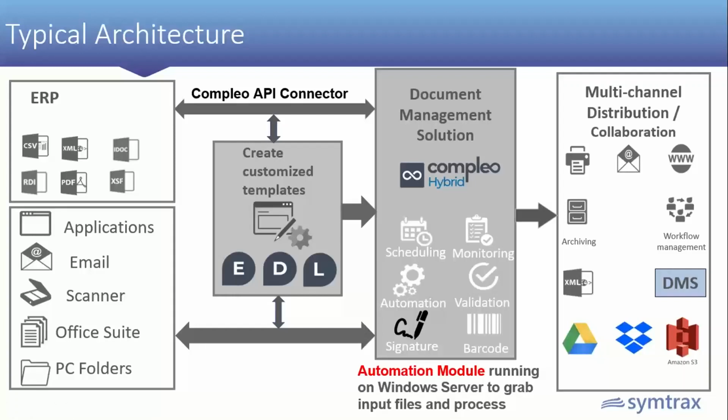Now at right hand side, you can see the output will be distributed through a multi-channel distribution platform where it will be sent via email, it can be sent for printing, it can be archived, it can be sent for workflow approval, it can be converted into Excel, XML, or it can be pushed back into SAP DMS or into Compleo Archiver like that. So this is the typical architecture of our product.